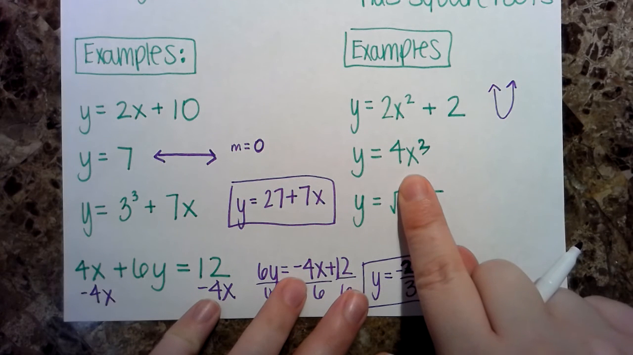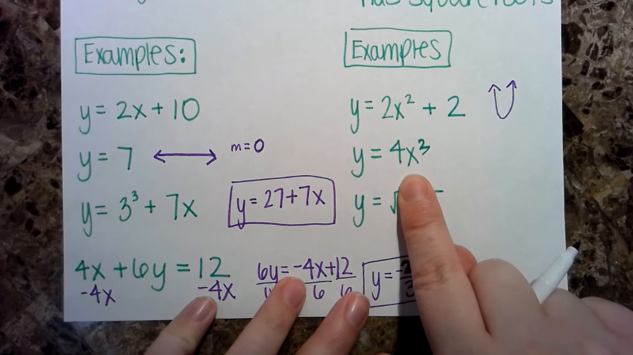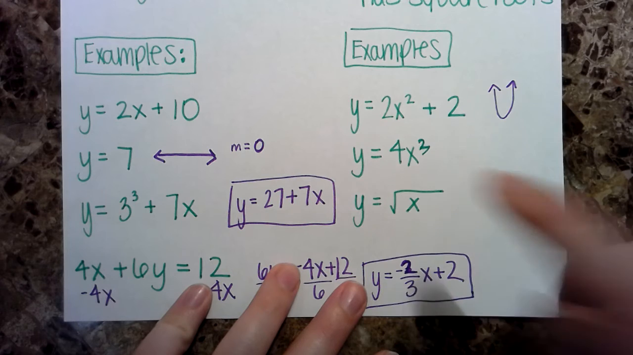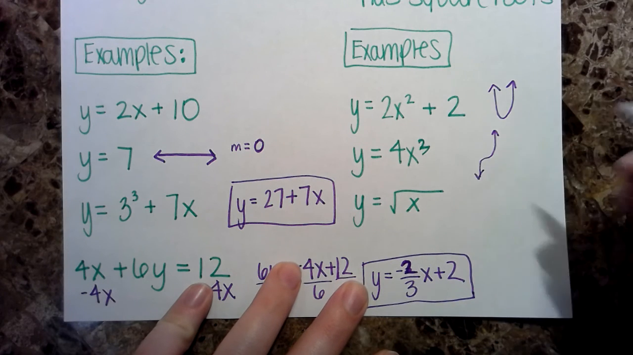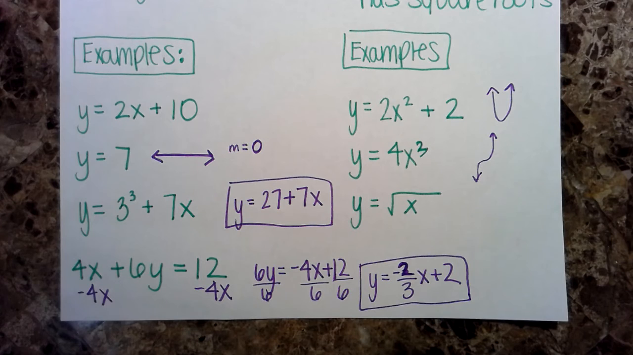This one is going to be a nonlinear function due to the fact that it's to the third power. This is the graph that some of you might have seen where it looks like an S shape. That is going to be a cubic function. So even though it is a function, it's nonlinear because it's not a straight line.